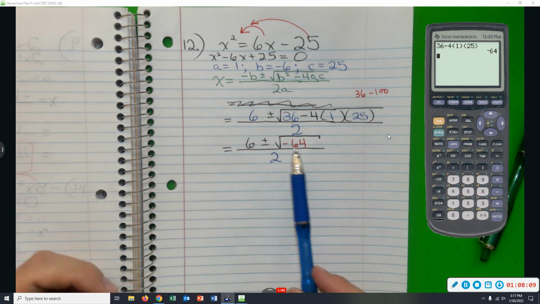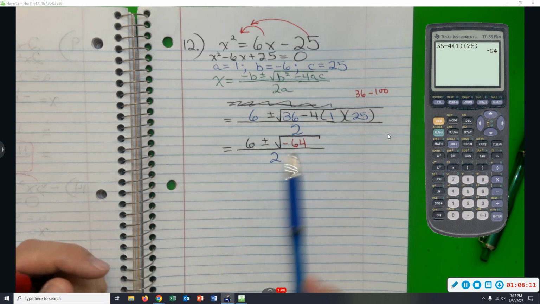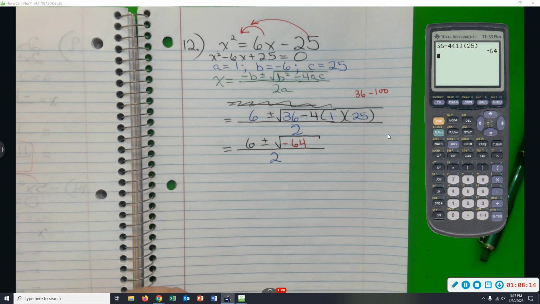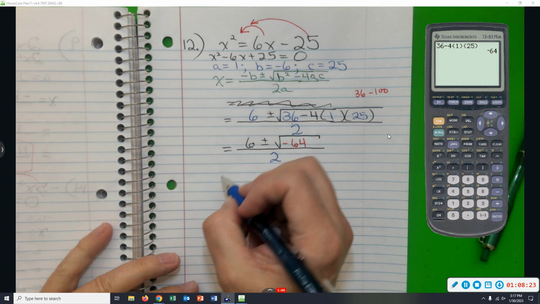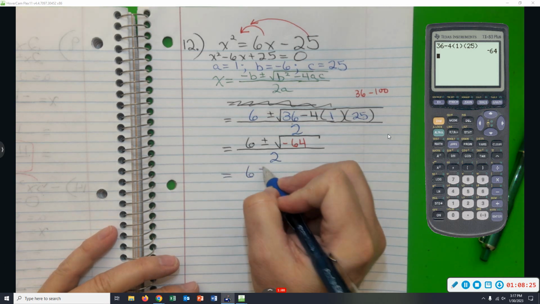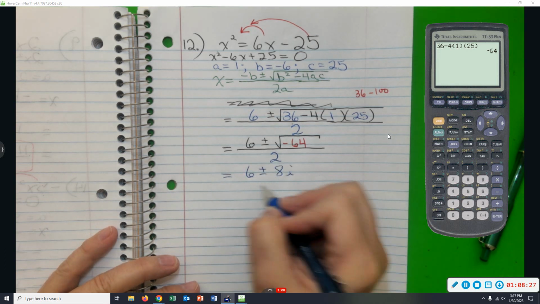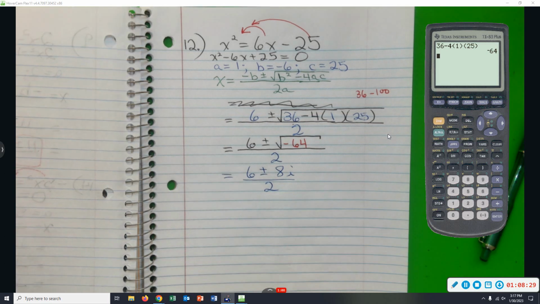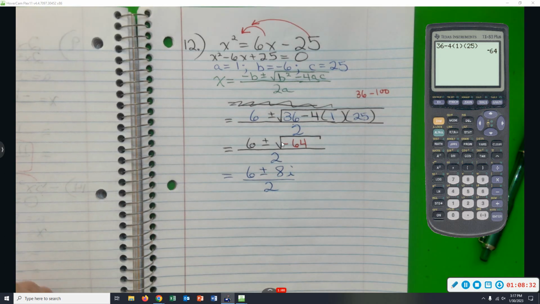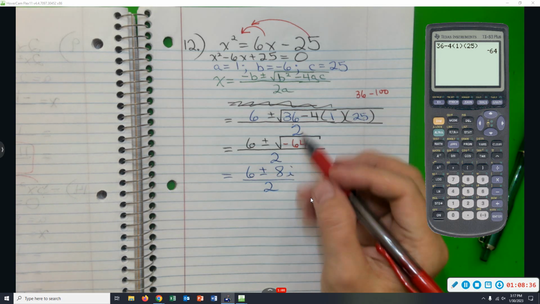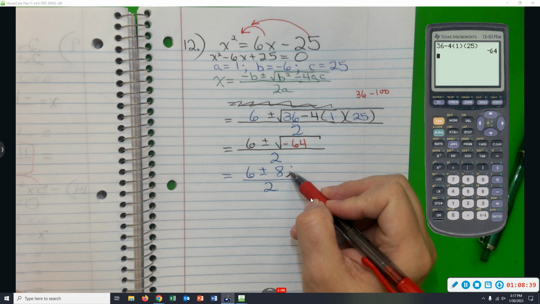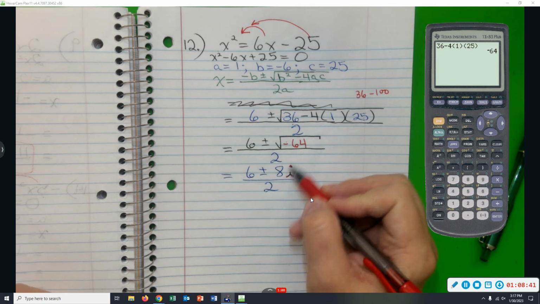We're going to have an i because of that negative. What about the square root of 64? Is 64 a perfect square? Yes, it is. I think that's the first time we've had a perfect square under a radical. So 6 plus 8i all over 2. See how we got the 8i? The negative said we'd have an i, and the square root of 64 is 8.